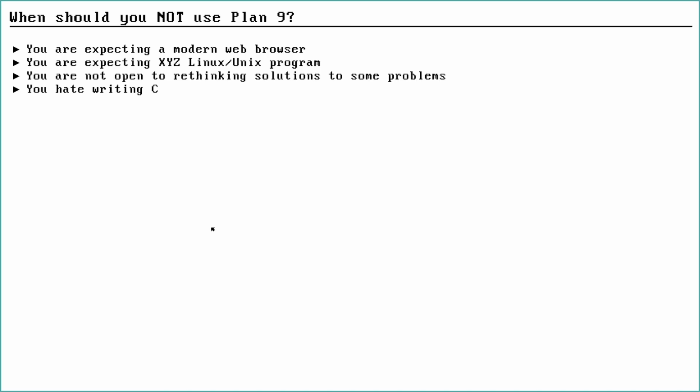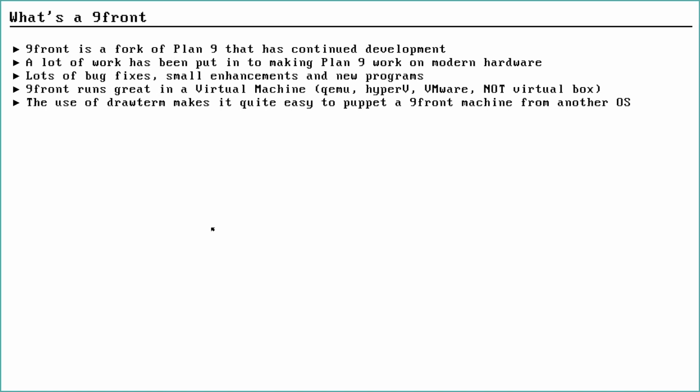This is all just to say, walk in with a clean mind. Walk in with the expectation that you're going to learn something that you perhaps weren't expecting to learn, or use a program you weren't expecting to use. So that's a little speech about who Plan 9 is for, why you should use it.